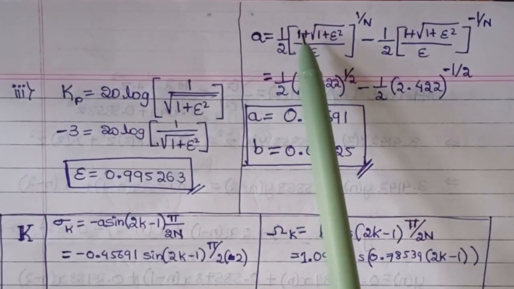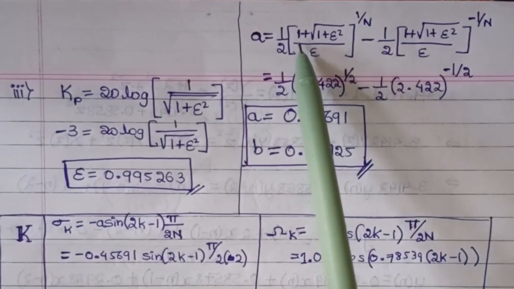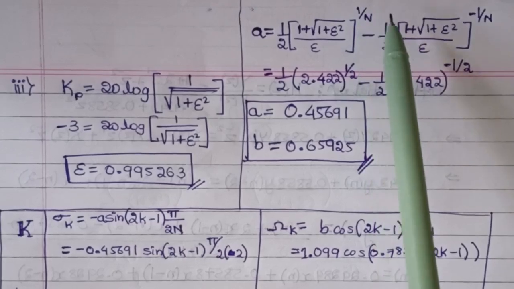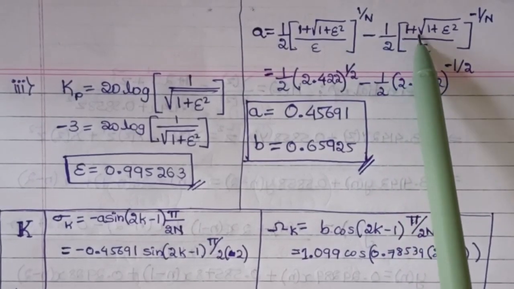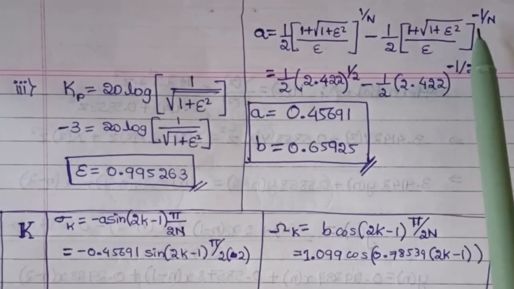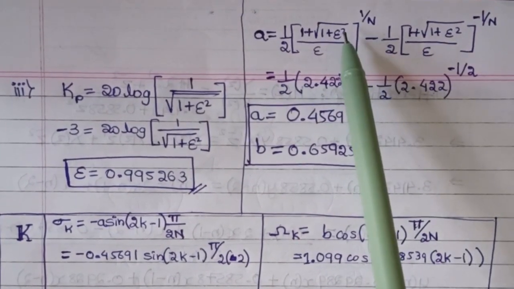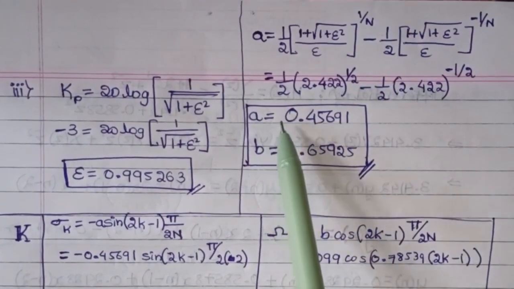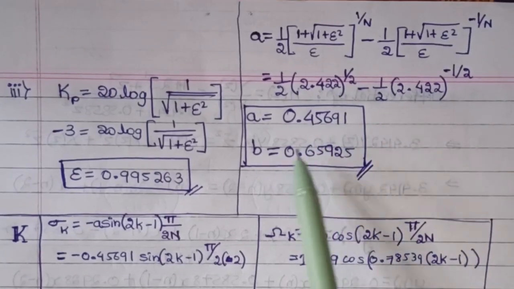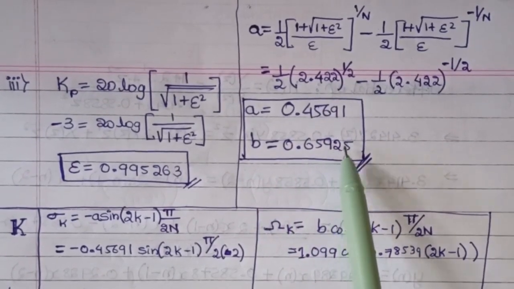A is given by 1 by 2 into (1 plus under root of 1 plus epsilon square, divided by epsilon) whole power 1 by n, minus 1 by 2 into (1 plus under root of 1 plus epsilon square, divided by epsilon) whole power minus 1 by n. After simplifying this by substituting the values of epsilon and n, we get a is equal to 0.45691 and b is equal to 0.65925.